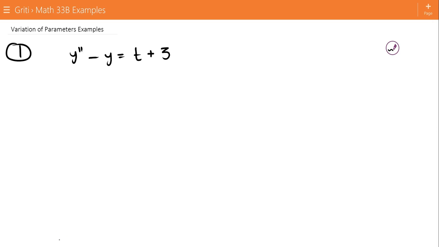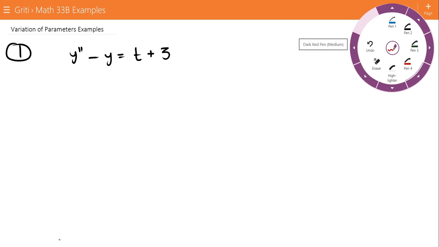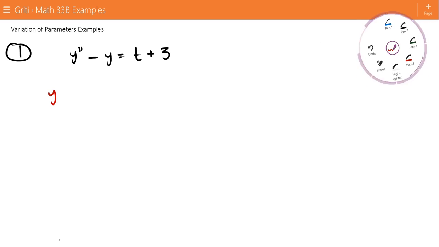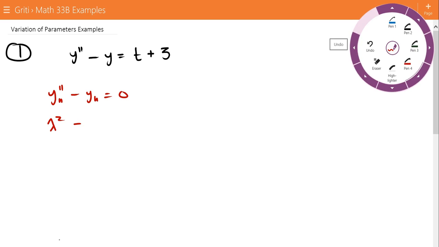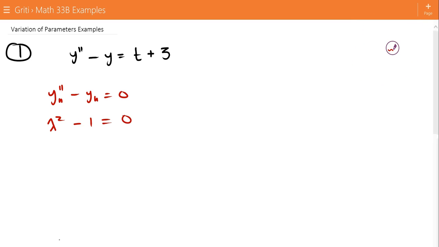Example video for variation of parameters. For our first problem, we have y double prime minus y equals t plus 3. So our first step is to look at the associated homogeneous equation, y_h double prime minus y_h equals 0. This has the characteristic equation lambda squared minus 1 equals 0, which gives us lambda equals plus or minus 1.